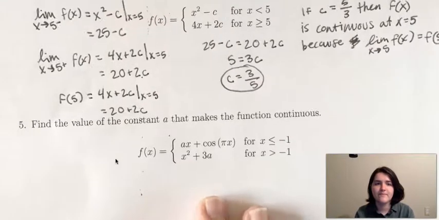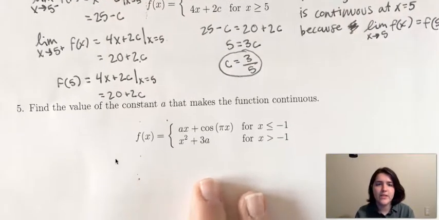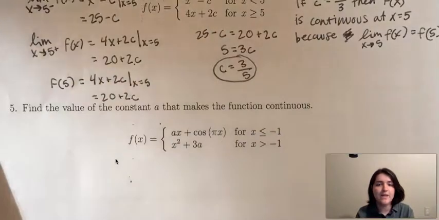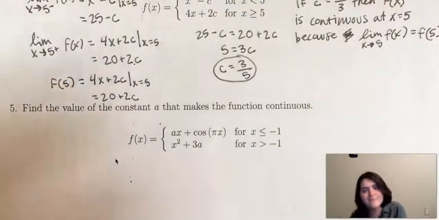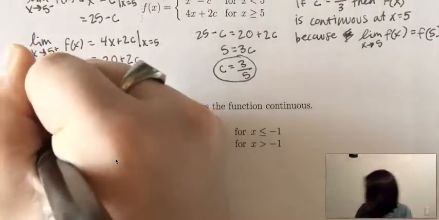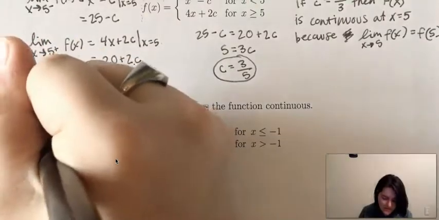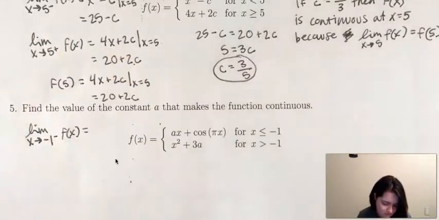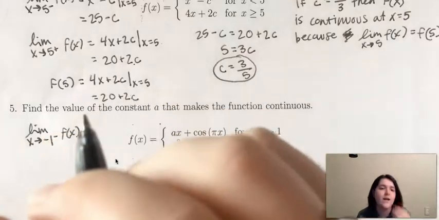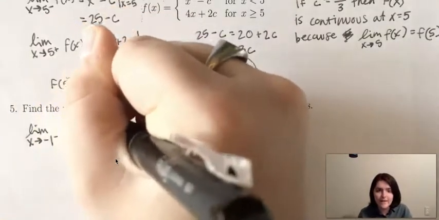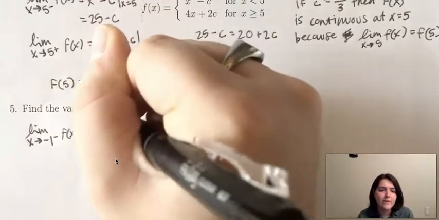Nice. Okay, so now, number 5. Now we have a constant a instead of c. Changing it up. So again, piecewise functions, very common. As we said before, we're going to do our steps. The first step is the left limit. So here we have the left limit.